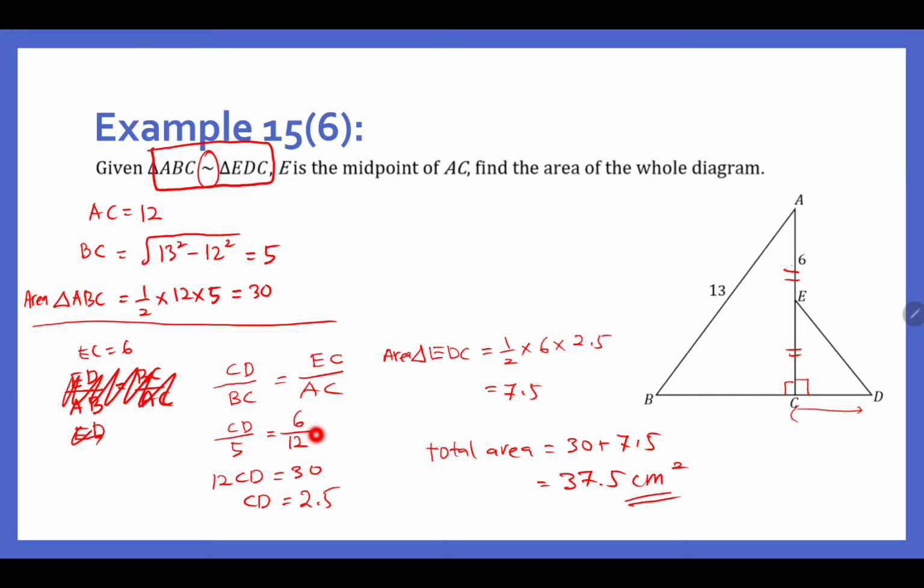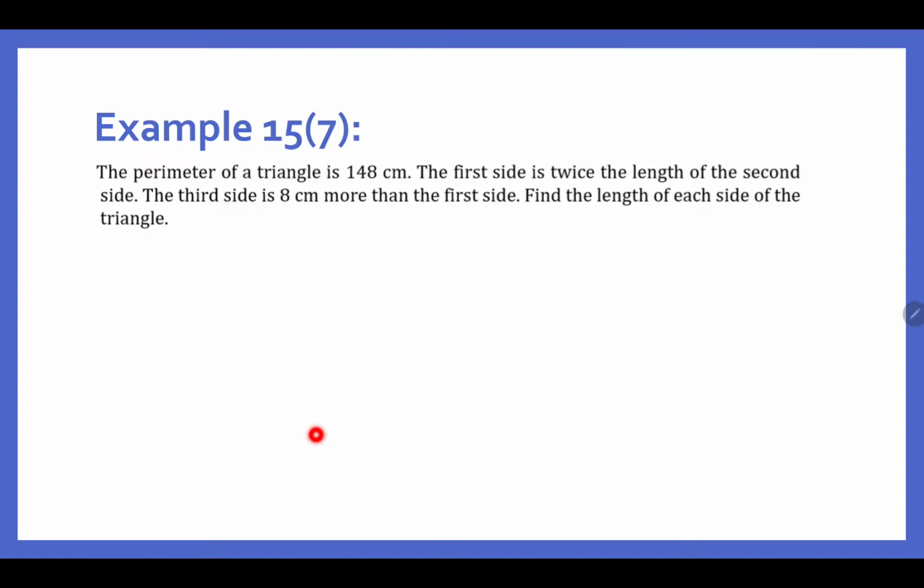Okay, kita proceed lagi untuk example number 7. The perimeter of the triangle is 148. The first side is twice the length of the second side. Okay, so contohnya second side saya letak X. So first side akan jadi twice, so 2X. And then third side is 8 cm more than the first side.